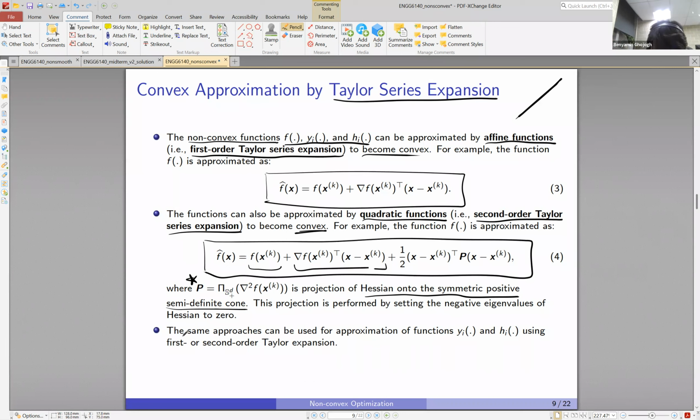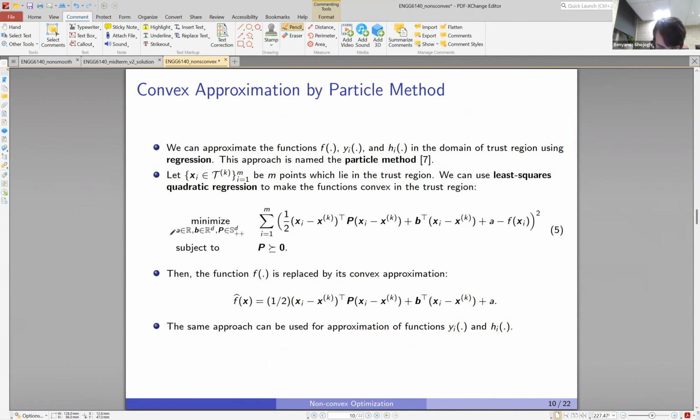Okay. And the same approaches can be used for approximation of y_i and h_i. So this was the approximation for f. We can do the same for y_i and h_i. We can have either first order or second order Taylor series expansions of these to get y_i hat and h_i hat, right? And by the way, a quadratic form, a quadratic function, is a convex function. So either affine or quadratic function approximation makes the functions convex.